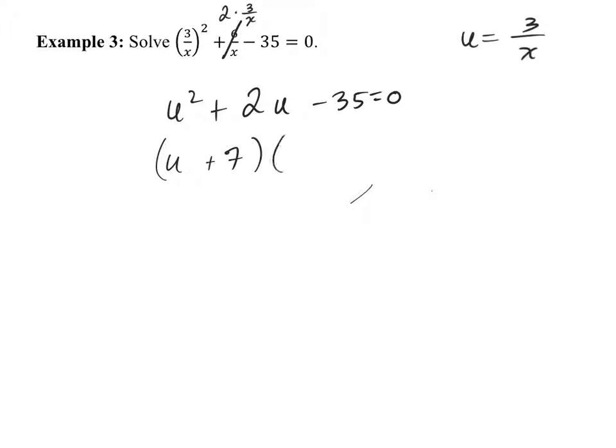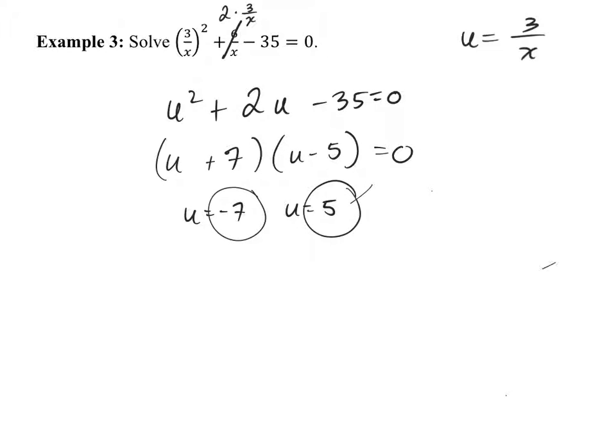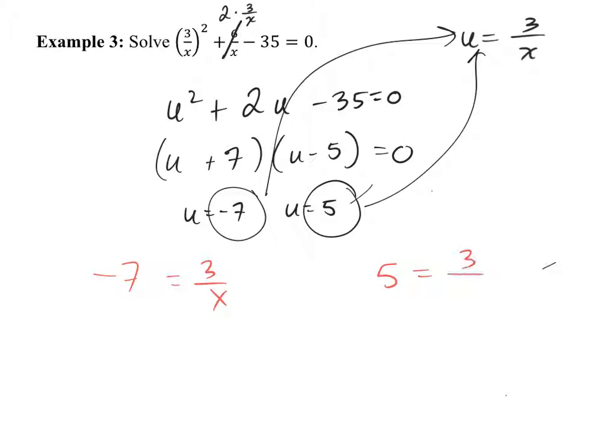We're going to get u plus 7, u minus 5. So u equals negative 7, and u equals 5. Now, remember that these values are going to go in for u up here. So negative 7 equals 3 over x, and 5 equals 3 over x. What's the fastest way to solve these?